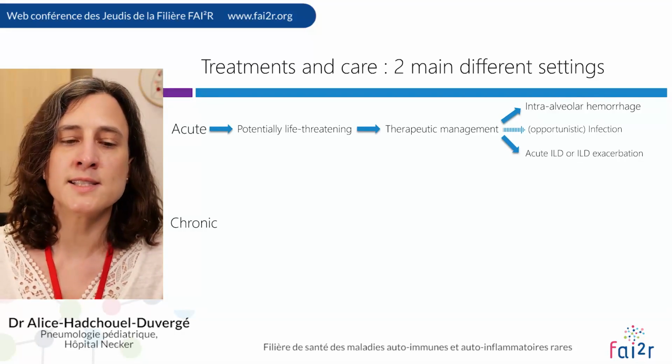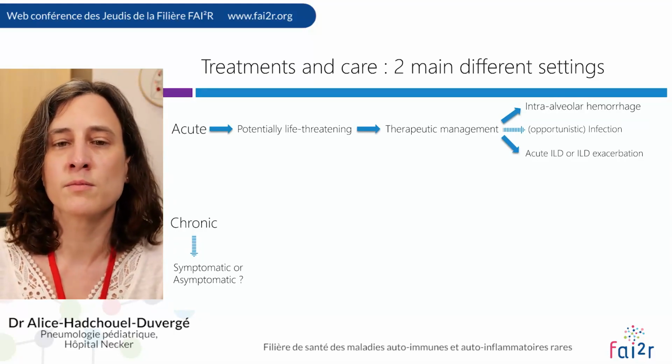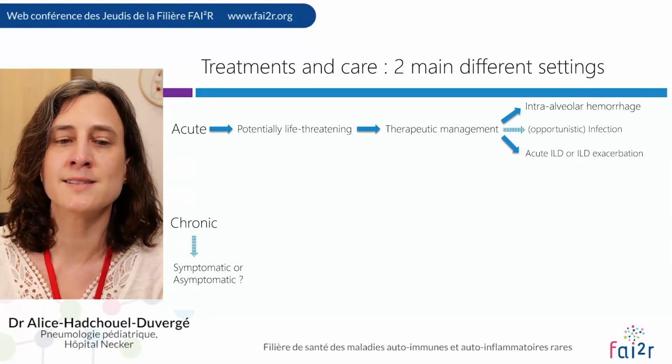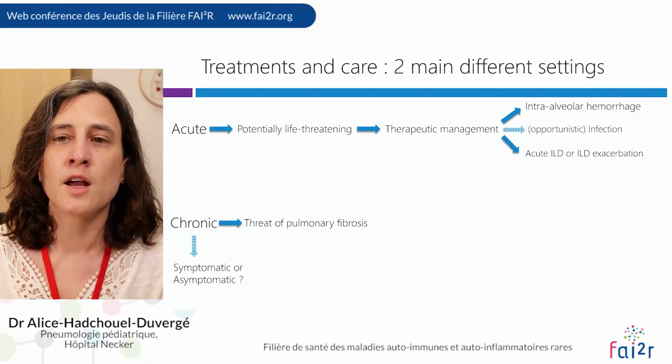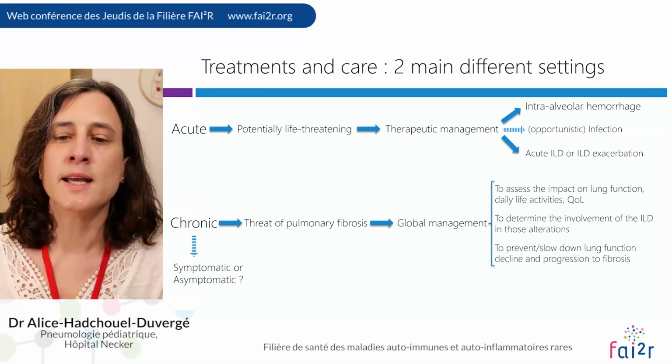And the other setting is chronic. The first thing is to determine if the chronic involvement, which in the most frequent case is interstitial lung disease, is symptomatic or asymptomatic. One should always keep in mind the risk of pulmonary fibrosis, and the management is global.